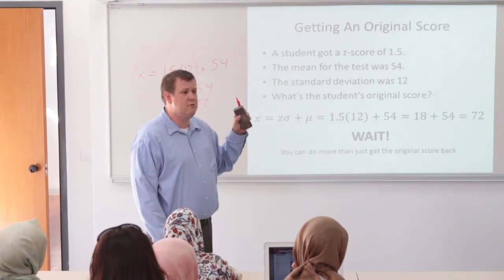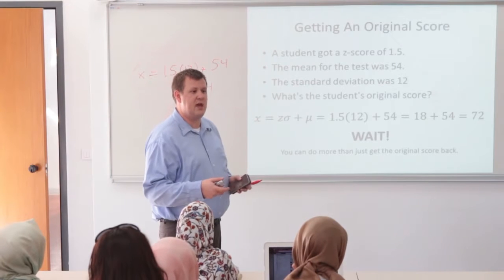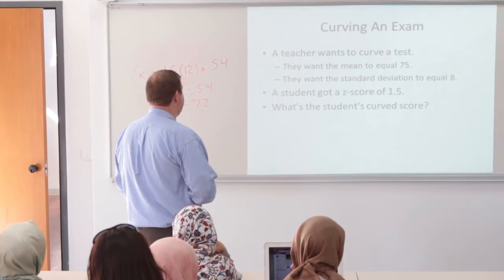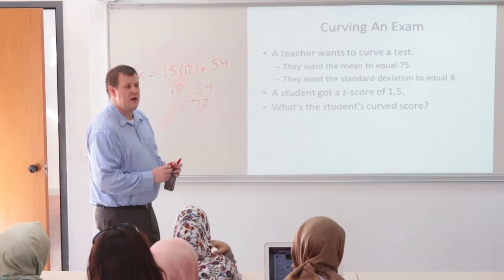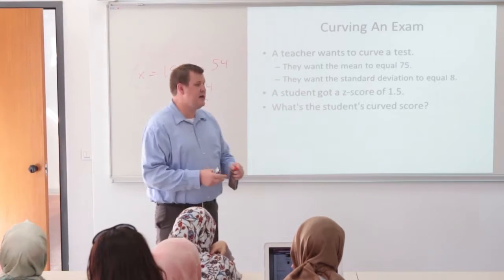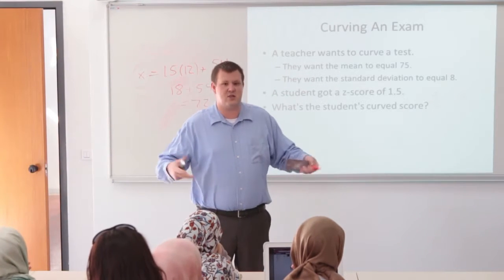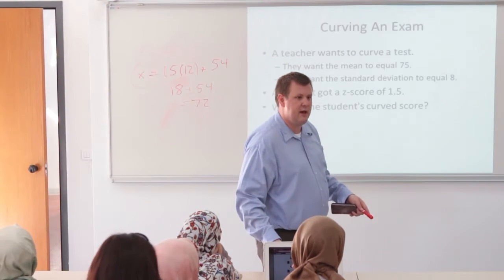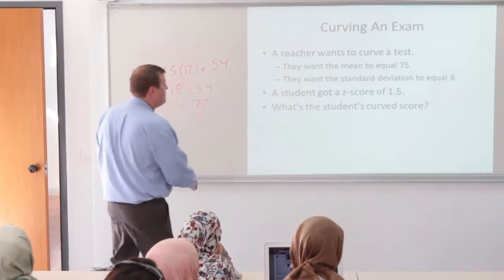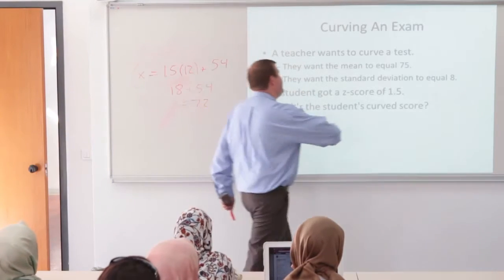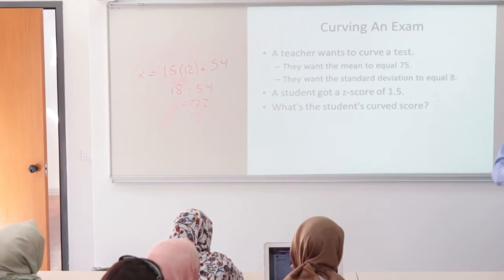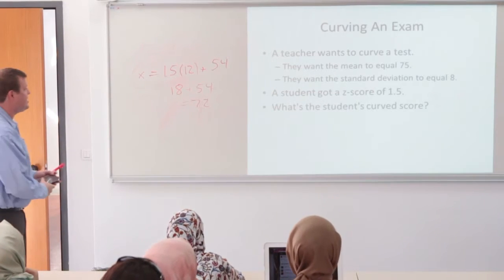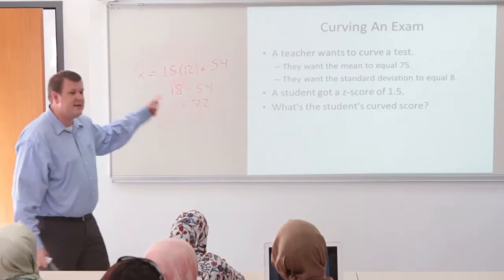Now, it's cool. Not only can you get original scores back if you know the mean and the standard deviation in the z-score, you can also create different types of scores. So imagine that you have a teacher, and the teacher wants to curve a test. The teacher wants the mean score to be a 75, because the mean student is supposed to have a C, according to the definition. So the mean's going to be 75, and they want the standard deviation to be equal to 8. That means that 3 standard deviations away, you'll have a score of 99. You can calculate that yourself. So we have the mean that we want, we have the deviation that we want, and we have the student's z-score. So what's the student's curved score?